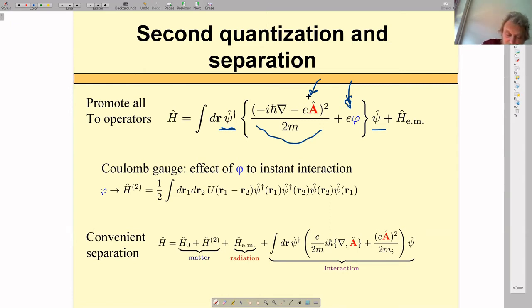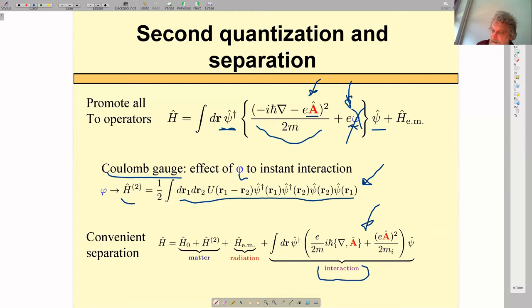Namely, we will use the Coulomb gauge, and we will incorporate the potential over here into instant Coulomb interactions, right? So we will write the potential in the form of a potential which is made by electrons, which is instant. And with this, we can write what we have already, the Hamiltonian with interaction. And we will forget about this. As to the vector potential, we will keep it. And that will be terms describing interaction between radiation and matter.